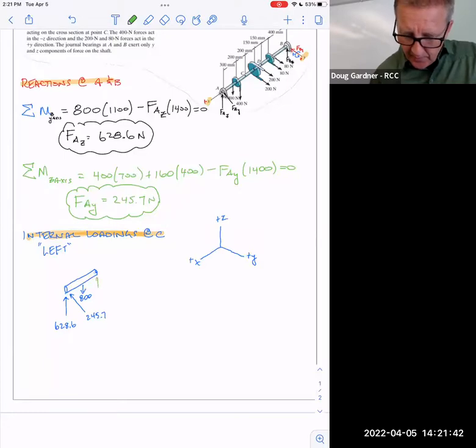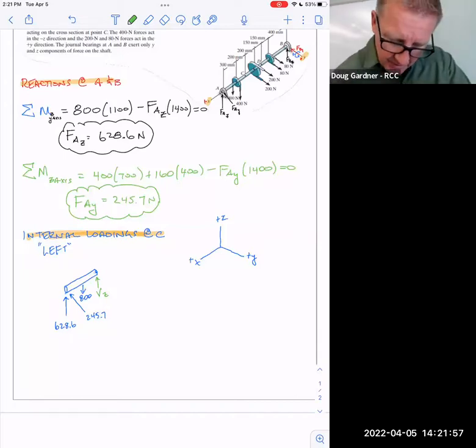Therefore, this is correct. Like, I drew that correctly. Do you see what I mean? Because I got 800 going down and 628 going up. So that means this is what's going to be left over. So in a sense, I got lucky there. But that's not the only shear that I have.